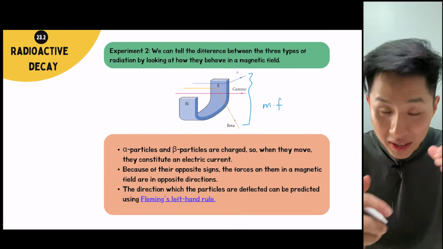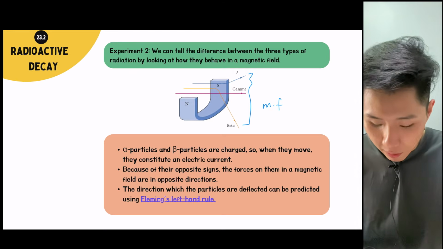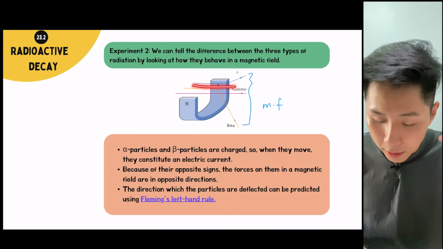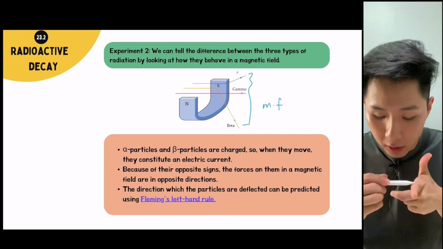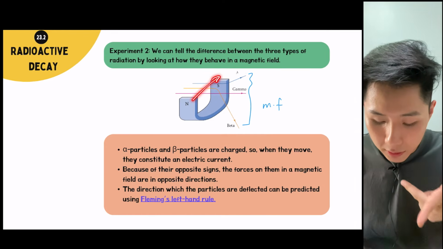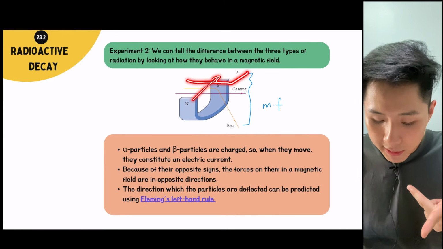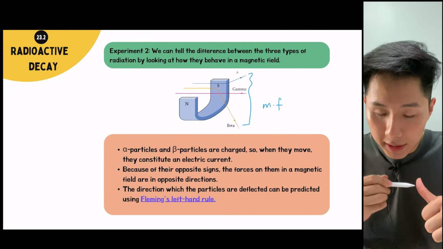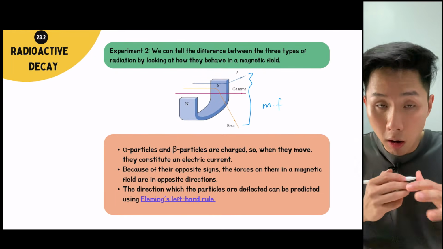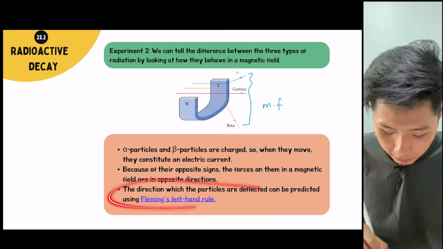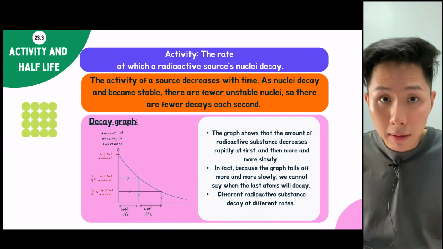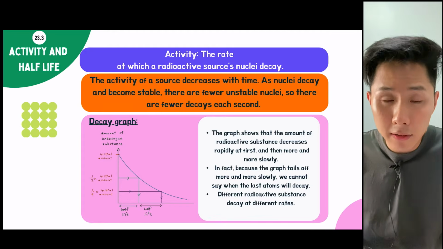And we learned this in chapter 20 when we learned about Fleming's left-hand rule. So by using Fleming's left-hand rule, you can try that out. Just point your finger according to the magnetic field, north to south, and then the alpha particles' electric current flow, and then you will find out the direction of the force that is exerted on the radioactive substance. So that's when Fleming's left-hand rule comes in. So now we have learned the 3 different types of radioactive particles.